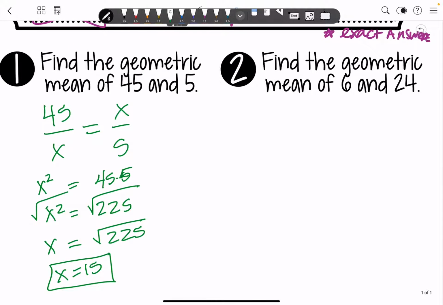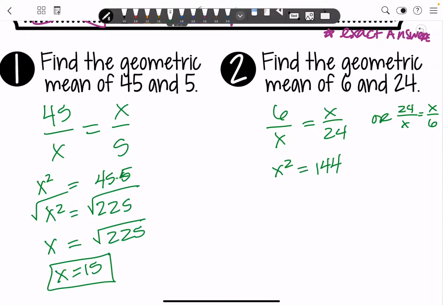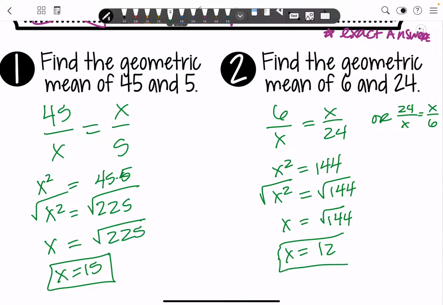So now you can do the same thing here. I'm going to set it up for you, and then I want you to pause the video and check your answer. You can set it up this way, or this way. Whichever way works for you, you're still going to multiply the same. All right, pause the video and then check your answer with me. When you multiply, you should have gotten x squared equals 144. Take the square root of both sides, and you get x is equal to the square root of 144, which is really just 12. And that's your final answer.